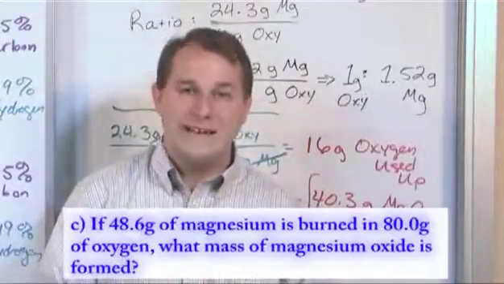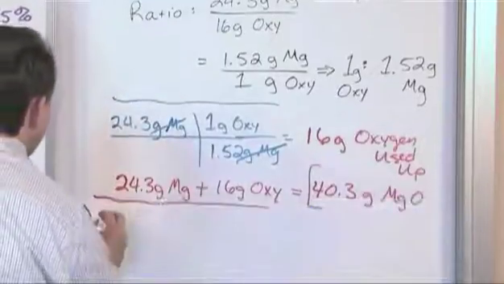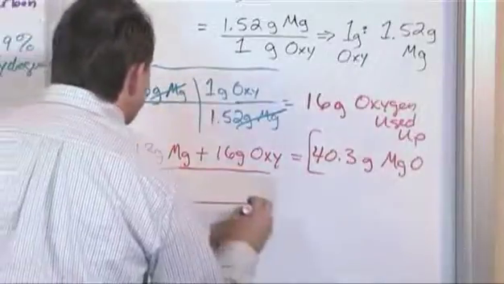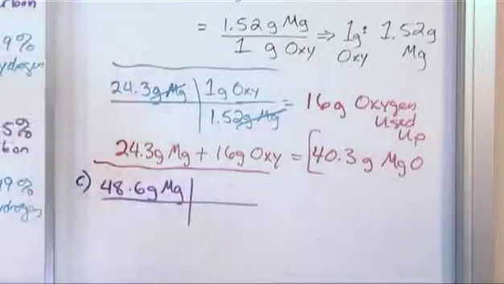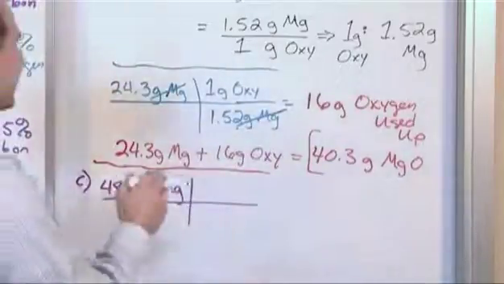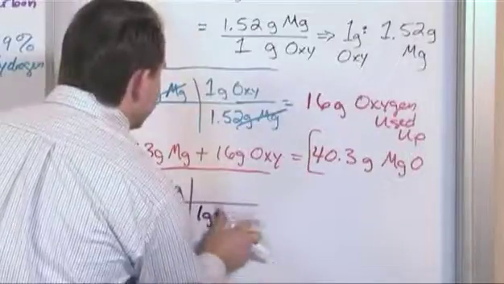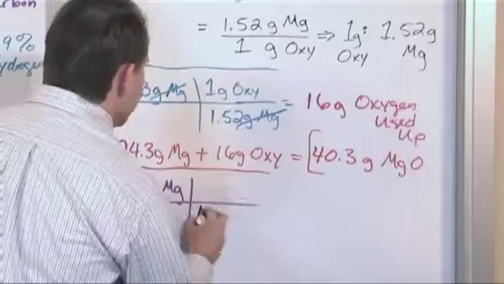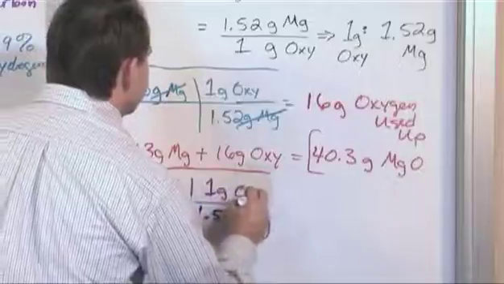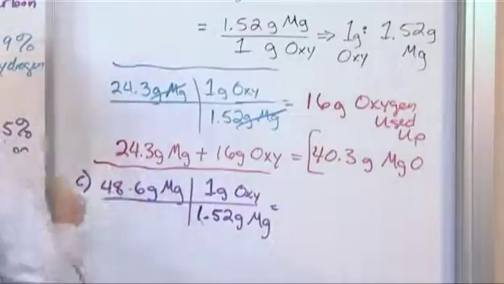We start with 48.6 grams. So let's apply exactly the same thing. For part C, we start with 48.6 grams of magnesium. But again, we've done all the work, because we figured out from part B the ratio of oxygen to magnesium required for this reaction. So we use the exact same conversion factor. It is 1.52 grams of magnesium for every 1 gram of oxygen. That is the ratio. We're doing exactly the same thing we did before, we're just changing how much magnesium we start with.